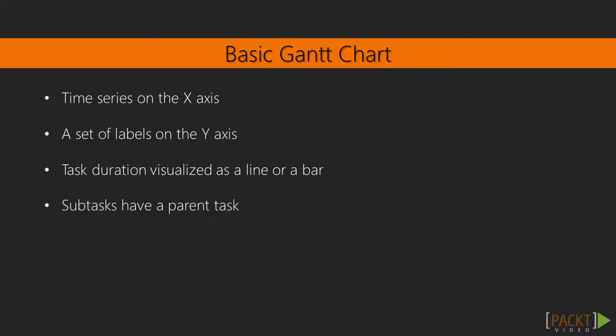A basic Gantt chart has a time series on the x-axis and a set of labels that represent tasks or subtasks on the y-axis. Task duration is usually visualized either as a line or a bar chart, extending from the start to end time of a given task. If subtasks are present, one or more subtasks have a parent task, in which case the total time of a task is aggregated from the subtasks in such a way that overlapping and gap time is accounted for. So, in this video we'll be covering the creation of the Gantt chart using Python.